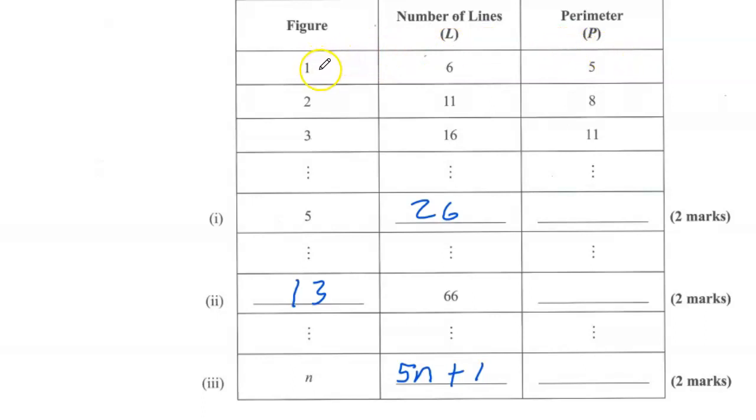So 3 times 1 plus 2 you get 5. 3 times 2 plus 2 you get 8. 3 times 3 plus 2 you get 11. 3 times 5 plus 2 you get 17. 3 times 13, that's what? 39 plus 2 gets 41. So it's 3 times the n value plus 2.